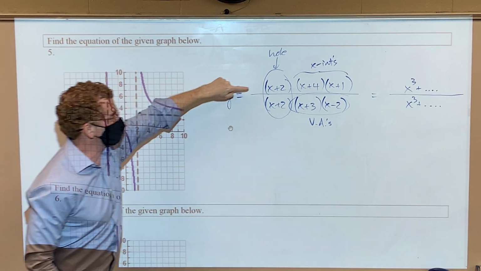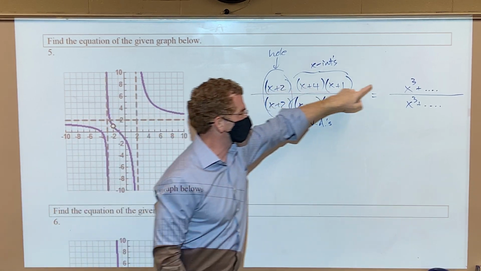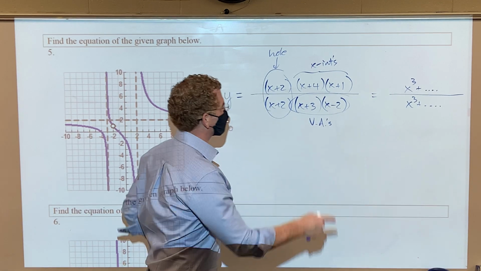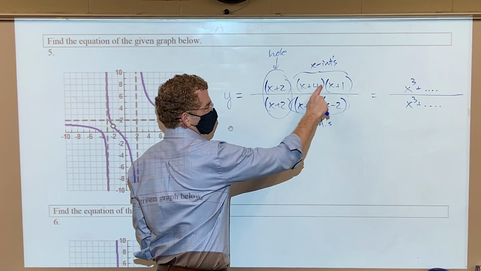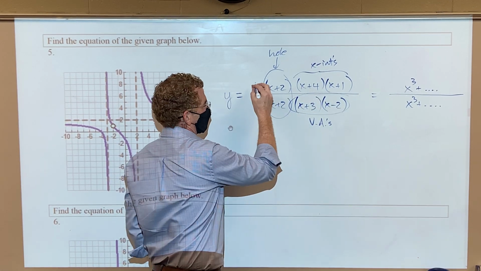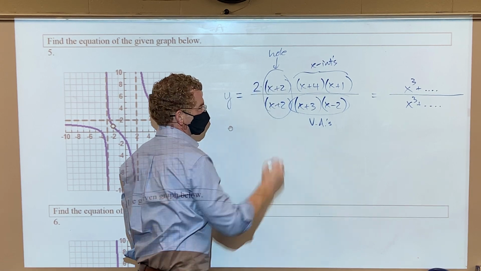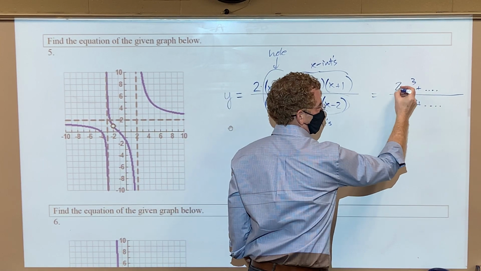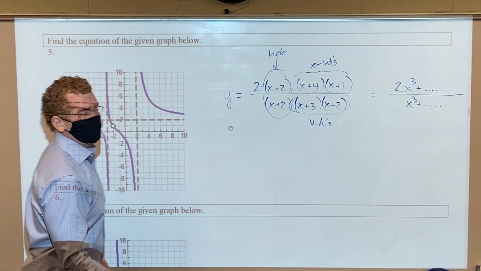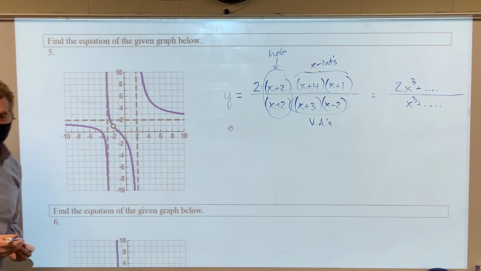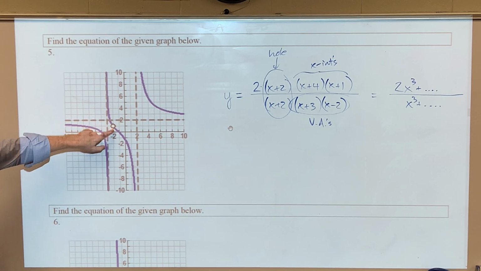I need that to be a 2x cubed. So you could either put the 2 and multiply it in each one of these, but I don't bother. I just say, let's just put a 2 out front. That would make this end up being a 2x cubed, and then that would make this have a horizontal 2. And that's it. And if you're thinking to yourself, well, how do I know that hole is right there?